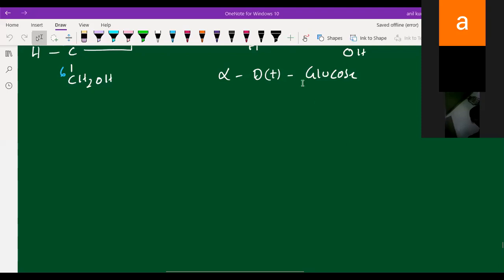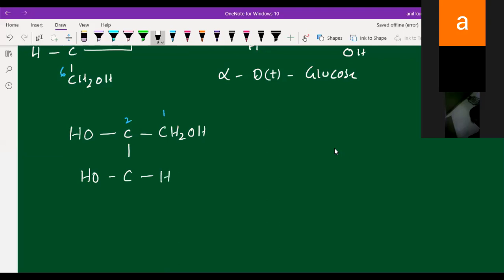Okay, let us draw beta D fructose. So for beta D fructose, what do we have to take, students? OH will be at the left side. CH2OH will be here. And this is the first carbon. This is the second one. Next carbon. Third carbon, OH group is at which side, students? That is the left side only.